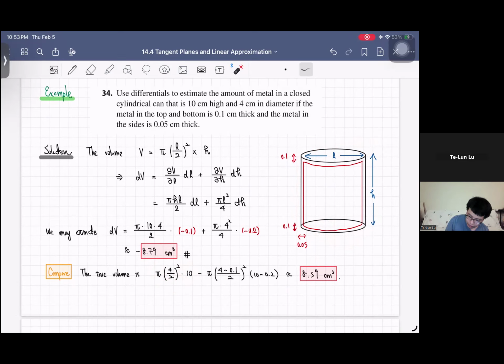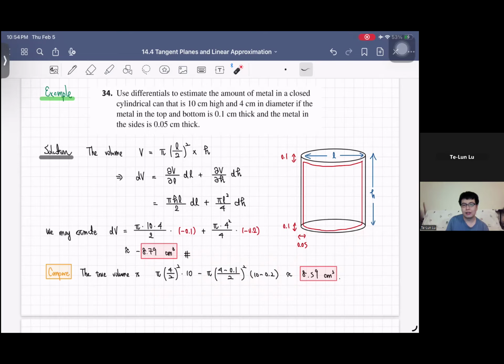For the interior can, the diameter is now reduced by 0.05 and 0.05, so 0.1, and the radius is divided by 2. So this is the base area of the interior can, the interior hollow. That might be a better word. And this is the new height, right? Because you have to go down by 0.1 and go up by 0.1 inside the can. So if you actually do the algebra on a calculator, you get 8.59 cubic centimeters.